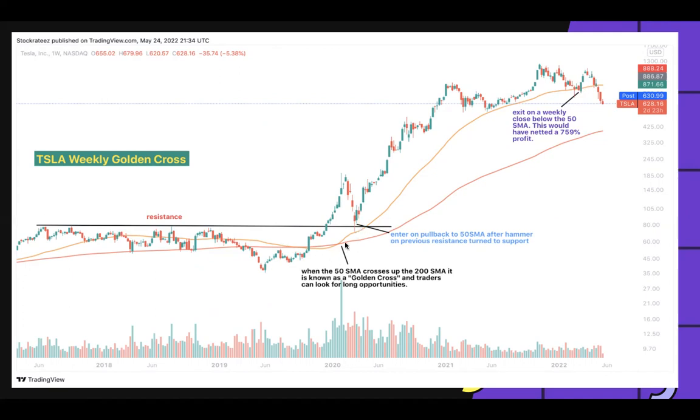So once you have that golden cross, you know that momentum is shifting to the bulls. So when the 50 crosses up to the 200, it's that shift in momentum. So you want to look for setups. You don't want to just blindly buy the golden cross.